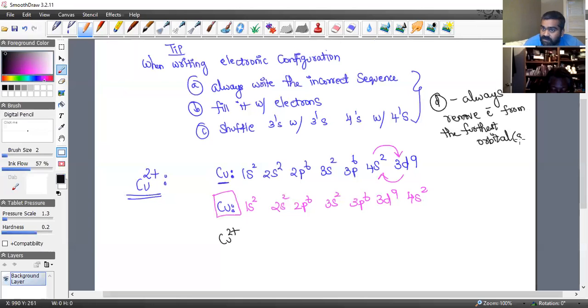Orbital or orbitals. Sometimes you continue to remove. So in this case, 4s is the furthest. And 2 plus means I have to lose 2 electrons, right? So that whole thing is gone. And this is foolproof. This will never let you down.